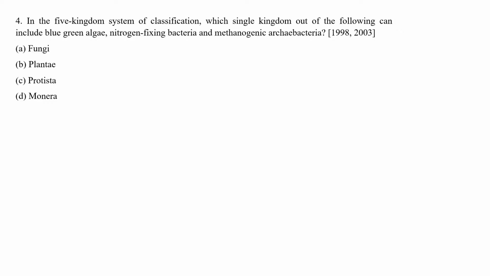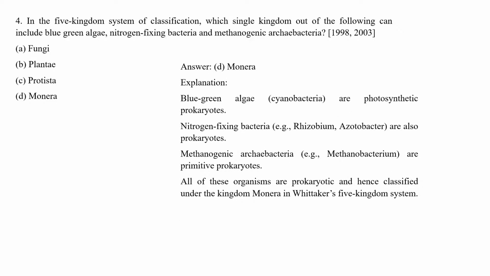So for this question, the correct answer is definitely option D. The blue-green algae, cyanobacteria, are photosynthetic prokaryotes. Nitrogen-fixing bacteria, Rhizobium and Azotobacter, are also prokaryotic, and methanogenic archaebacteria are a primitive prokaryote. So all of these organisms, like blue-green algae or cyanobacterium, nitrogen-fixing bacterium, and methanogenic archaeobacterium, all belong to the kingdom Monera. So the correct answer is Monera, option D.